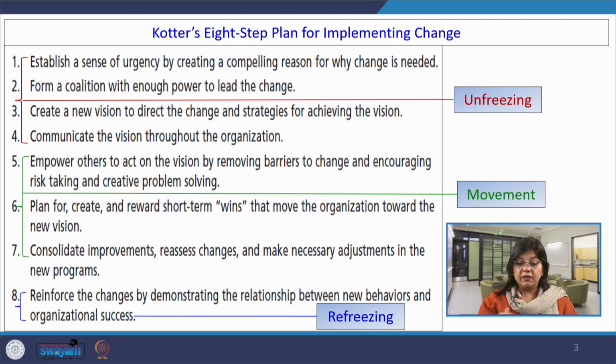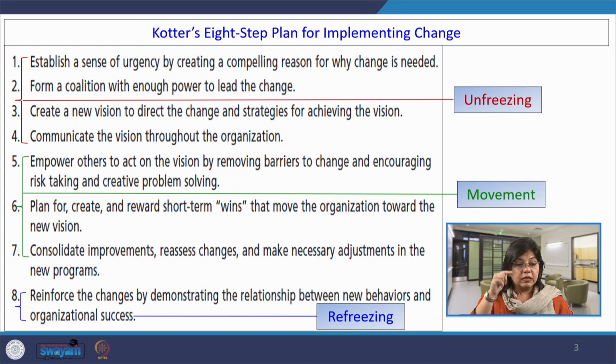Steps 5, 6, 7 identify the movement, where the desire to move ahead of the status quo has been initiated, the plan is there and the strategy is also there. This is the movement stage, where problems are being encountered, and at the same time risk-taking behavior has also been emulated. And the last is 8. This is the refreezing, where changes are being demonstrated and the relationship between new behaviors and organizational success has been established. Here the benchmark has been achieved and it is being measured.